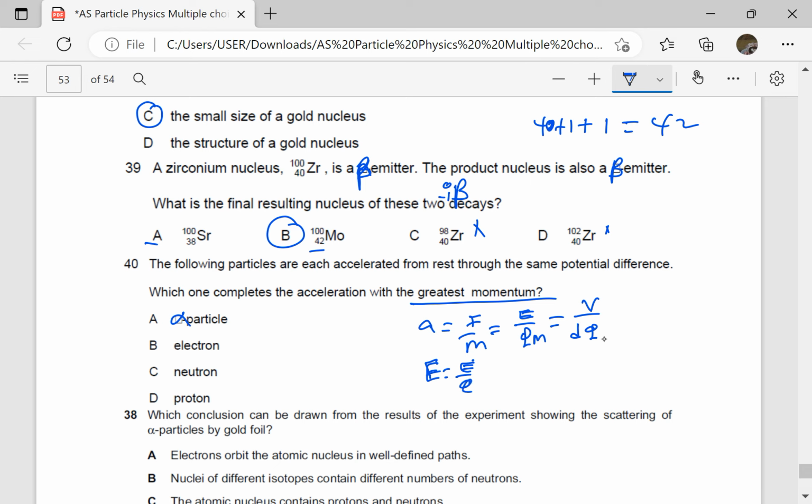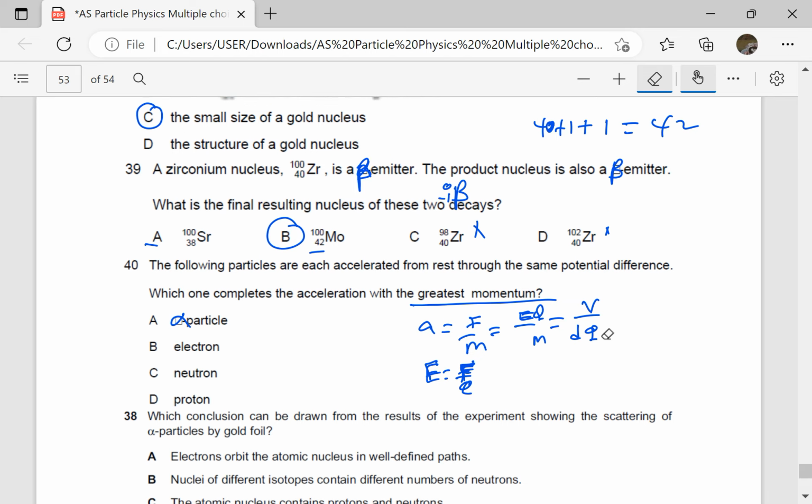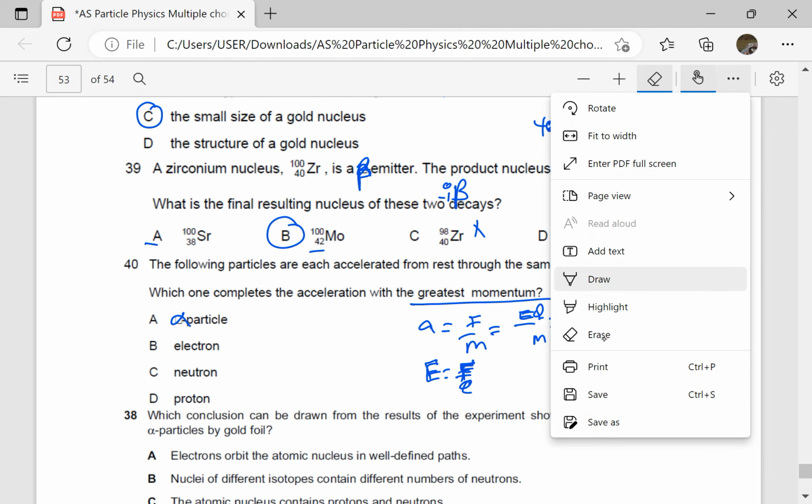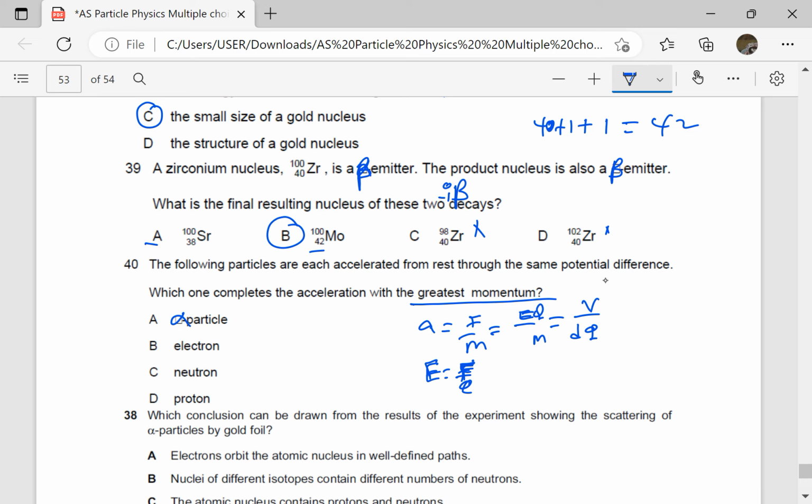E is force over Q, so force is equal to EQ, not E over Q. I don't know why I'm making this mistake every time. So acceleration is F over m, that is EQ over m, and E is V over d, so that is V over d times m, then times Q. So we need the charge to mass ratio. The one with a greater charge to mass ratio has a greater acceleration. That means it has a higher velocity and a higher momentum.